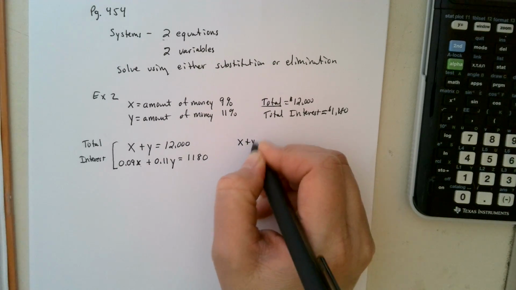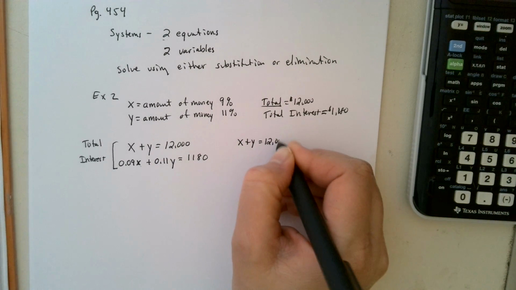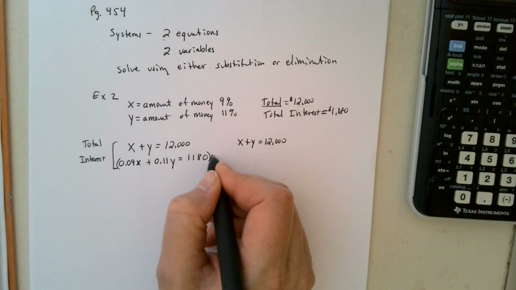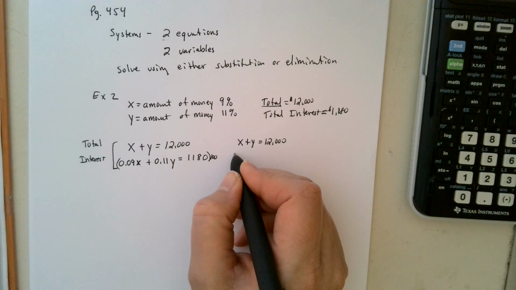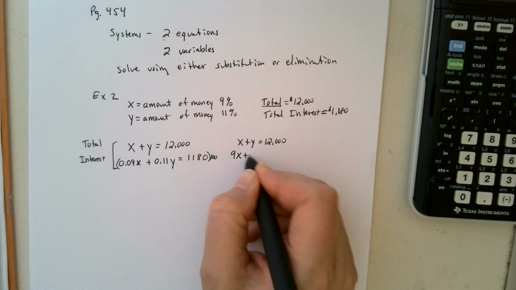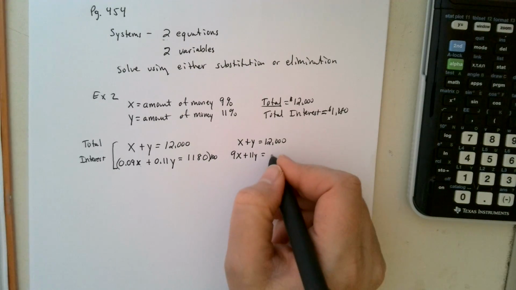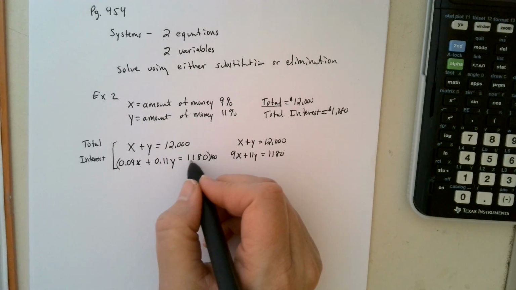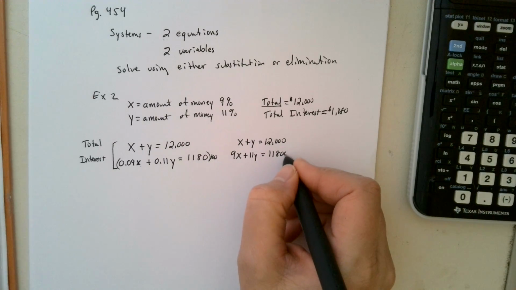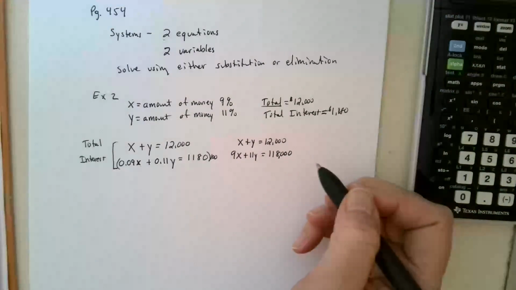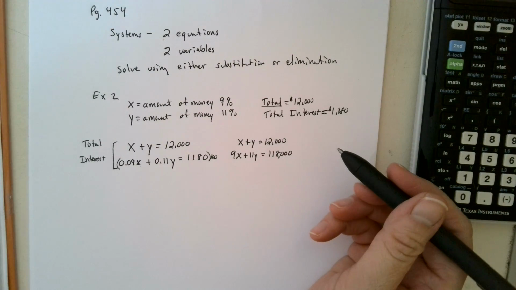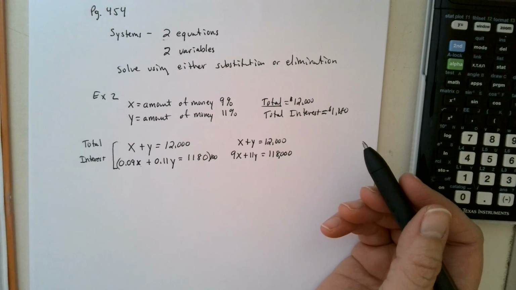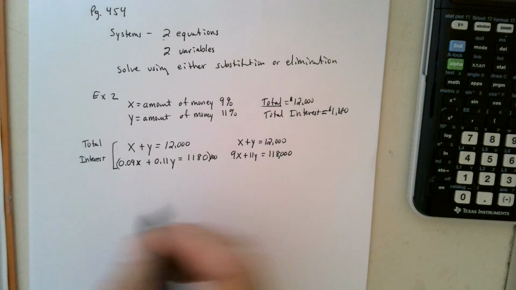I'm not going to work through it completely because you can see that in the book. I will tell you the first thing that I would do is multiply the bottom equation by 100 to get 9x plus 11y. And here's where you've got to be careful. You've got to remember to multiply the 1,180 and add 2 zeros. And so that equation just feels a lot more comfortable, and you can easily see how you could use elimination or substitution to come up with your answers.